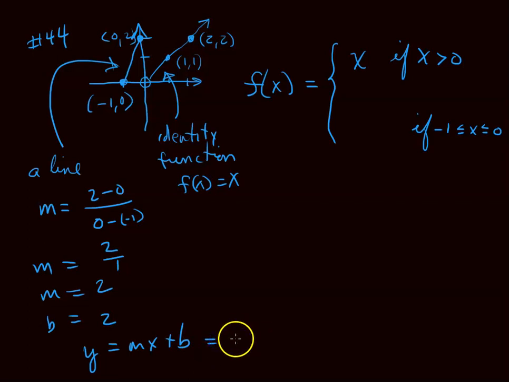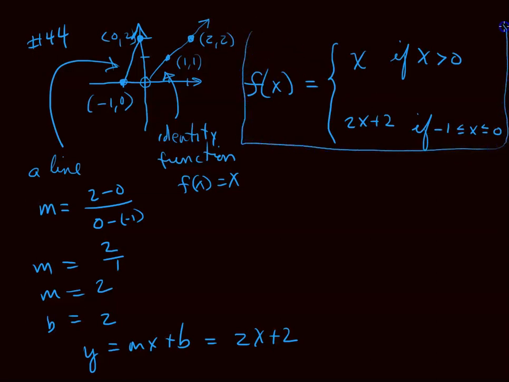or 2x plus 2. That's the function. 2x plus 2 if x is between and including -1 to 0. So this is our answer. If you need to box it in.